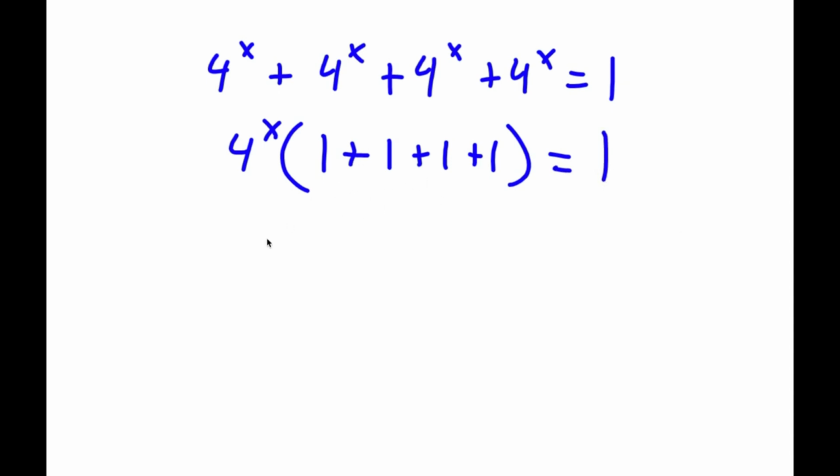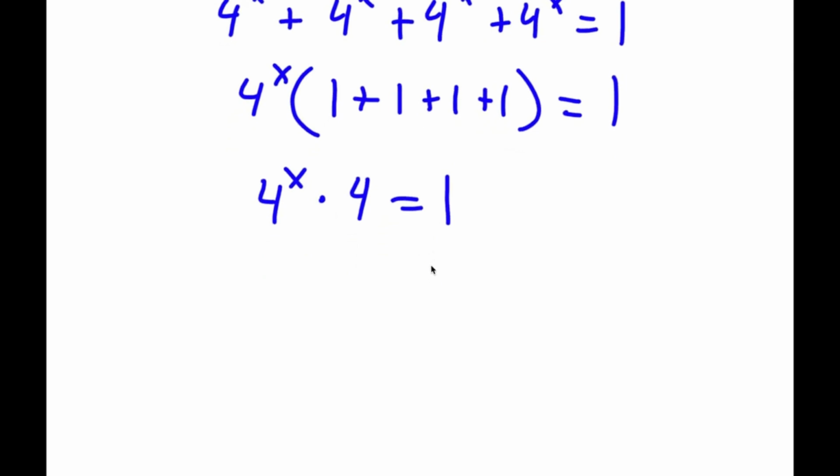Now, if I simplify this in the parentheses, I get 4 to the power of x times 1 plus 1 is 2, 2 plus 1 is 3, 3 plus 1 is 4, so I have 4 to the power of x times 4 is equal to 1. Now 1 here is the same thing as 4 to the power of 0. So I have 4 to the power of x times 4 is equal to 4 to the power of 0.